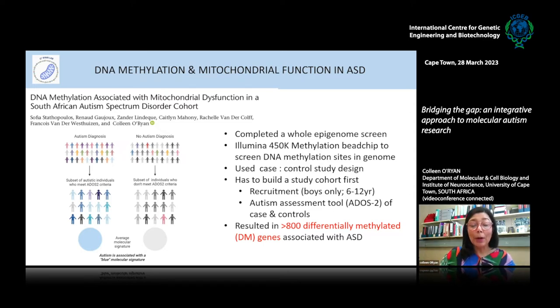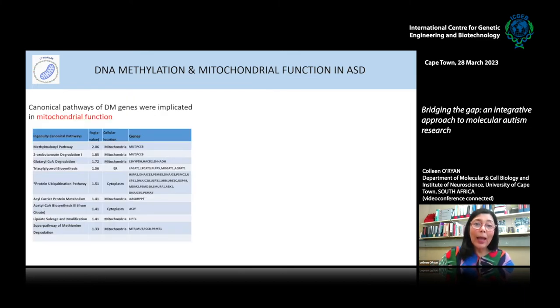And we ended up with about 800 differentially methylated genes associated with autism. And these genes on their own didn't say much. I will remind you that one of my top differentially methylated genes was a gene called Stommel, and I will come back to this gene. But what we did was we analyzed these genes in a pathway approach. We used Ingenuity Pathway Analysis, and we found 13, 14 canonical pathways associated with autism. The cellular location of these pathways were mostly in the mitochondria, and these pathways were all metabolic pathways.